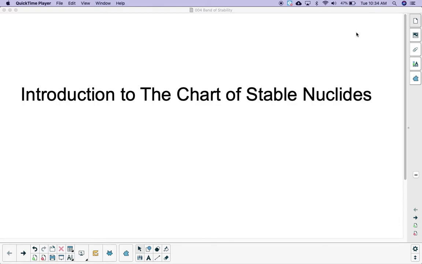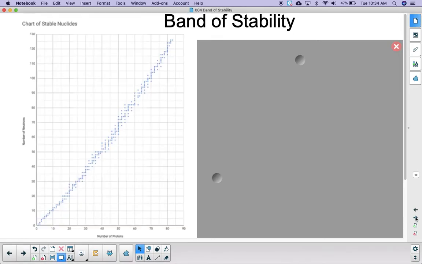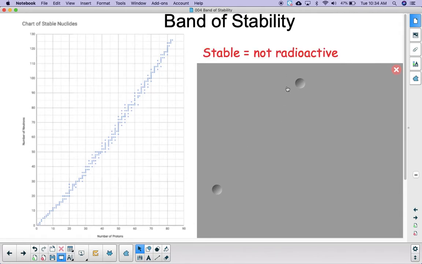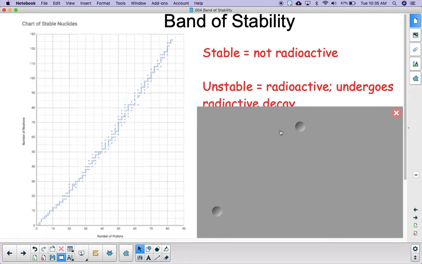The existence of unstable nuclides is actually a relatively common thing. Scientists have what is called a chart of stable nuclides, and it is essentially a plot that shows number of neutrons versus number of protons, and they have simply logged which of these things are stable, meaning that they're not radioactive, and which of these things are unstable, meaning that they undergo radioactive decay.